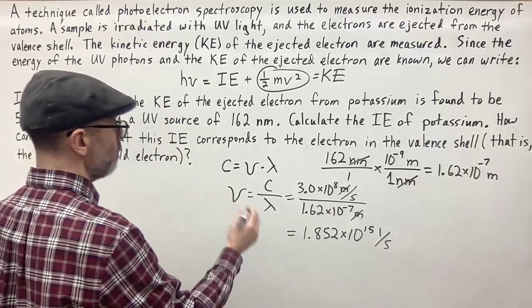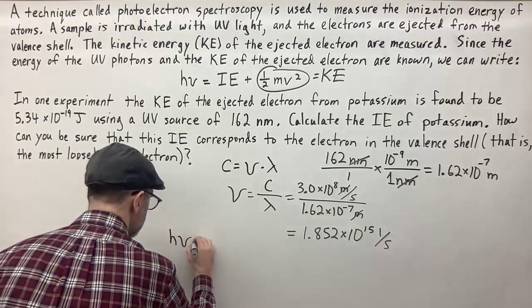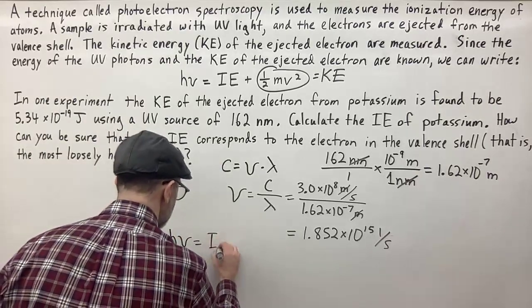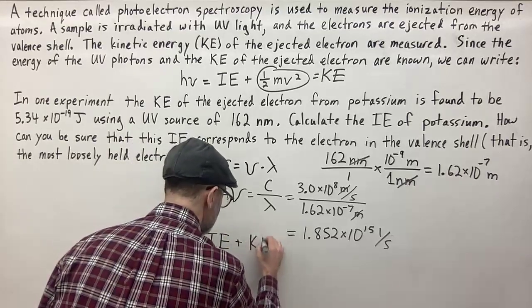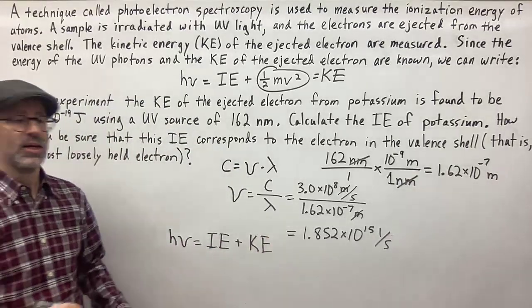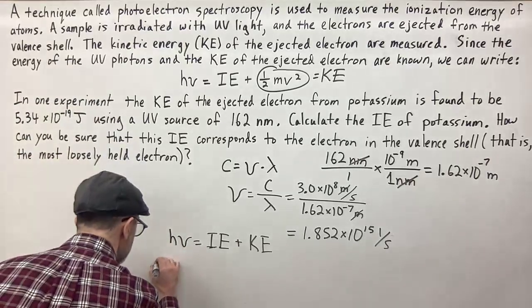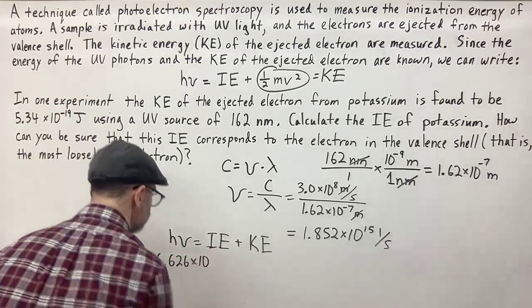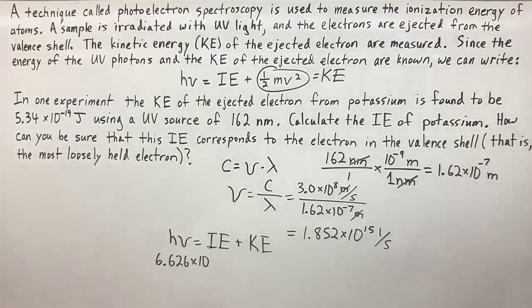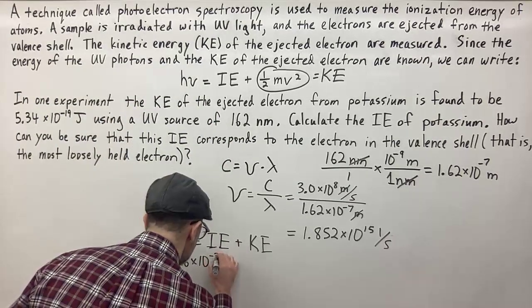So basically this equation is going to be h nu equal to the ionization energy plus the kinetic energy of the ejected electron. So we're going to plug in our Planck's constant, which is going to be 6.626 times 10 to the negative... let me double check that. Oh, 34, negative 34. I was thinking about something else. Negative 34.